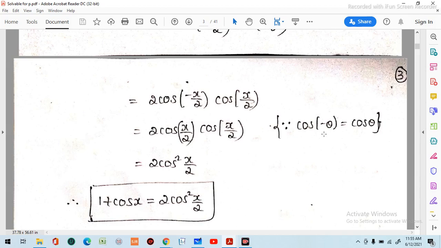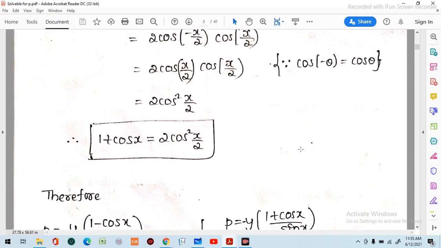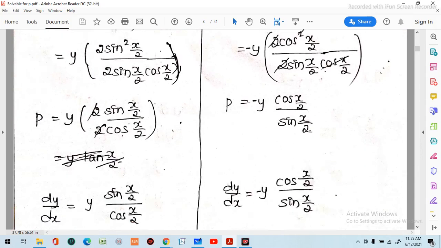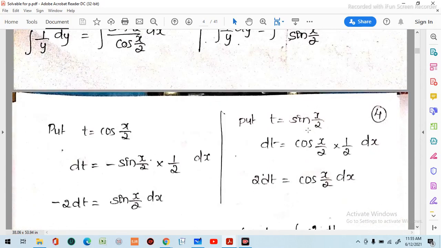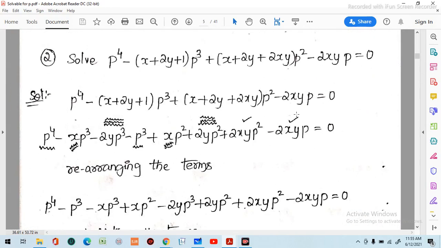Sir, is it a 6 marker or 5 marker? The question? It comes in part D, for 5 marks. Okay, this is all about the first question, and I want to go to the second question.